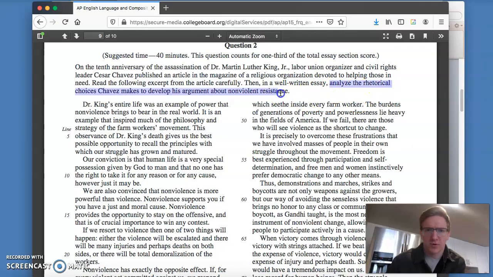Analyze the rhetorical choices Chavez makes to develop his argument about nonviolent resistance. So while you're writing, you need to always connect back to the rhetorical choices that Chavez is making, and it's all about his argument about nonviolent resistance. Okay, so I would write "prompt" right here.